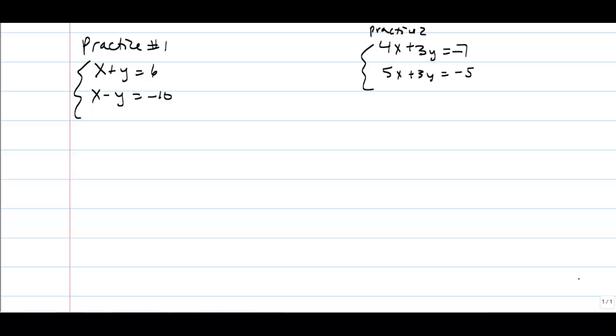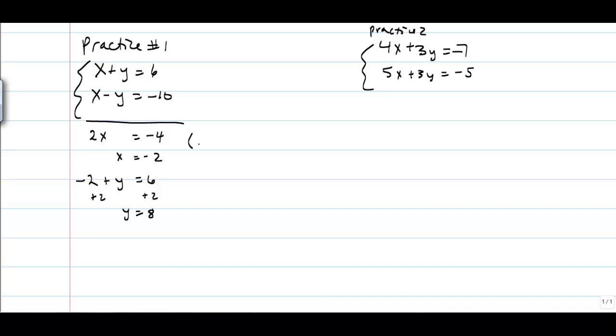Alright, let's go through practice number 1. This is really easy because it's already set up for us. We just add these two equations together. I get 2x equals -4, or x is equal to -2. Once I have x equaling -2, I just use one of the equations, and I'll use the first one, to solve for y, and I'll get that y is equal to 8. So the solution to practice number 1 is (-2, 8).